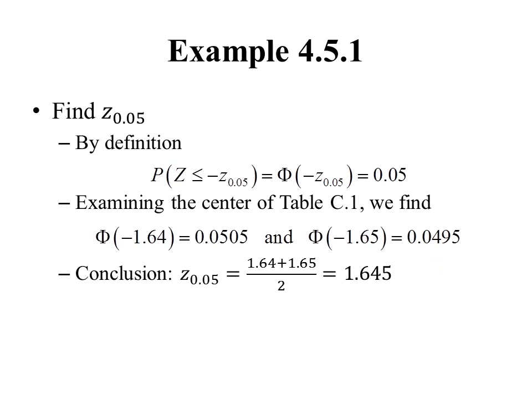And so we're going to take our critical value to be the average of these two positive z-scores. The average of those is 1.645. So there's our critical value z sub 0.05.